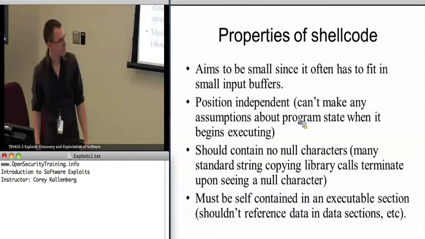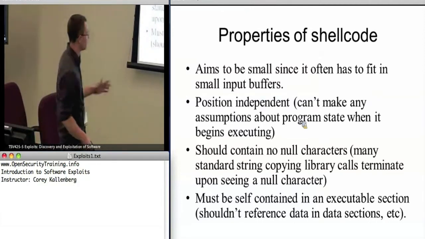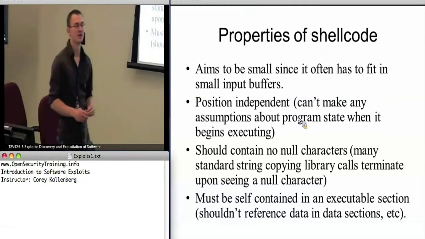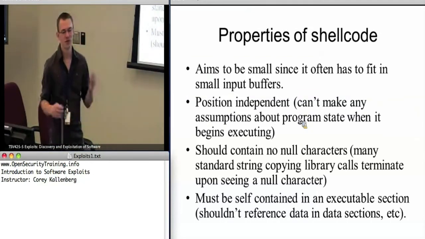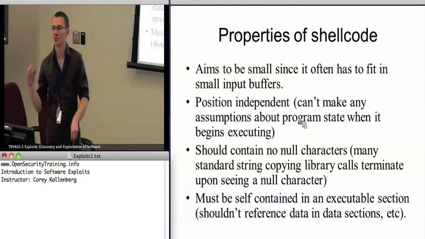This last point is kind of the same as the position independent, which is basically to say we can't have any hard-coded absolute addresses in our shellcode, because they're probably going to end up being bogus in the victim process address space that our shellcode is injected into.